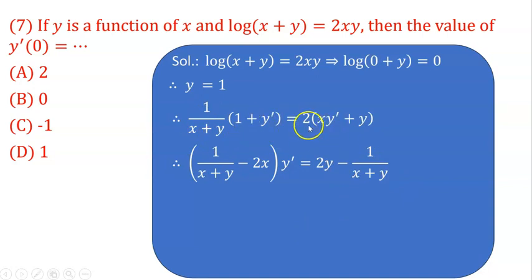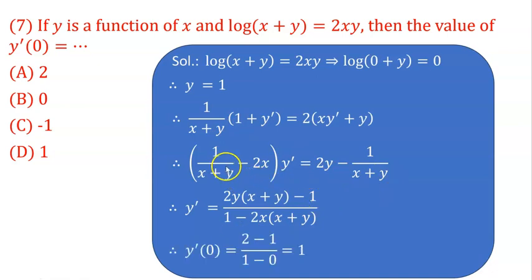And here 2x into y dash. Take this whole term to the left hand side. Take y dash as common, and then in bracket you will get 1 upon x plus y minus 2x, bracket complete, into y dash is equal to 2y minus 1 upon x plus y. And hence next simplification is important.